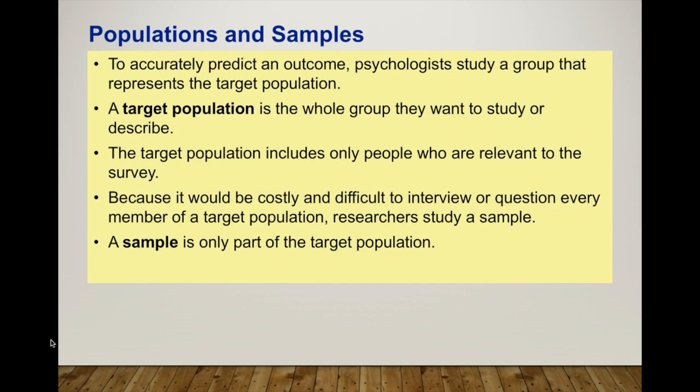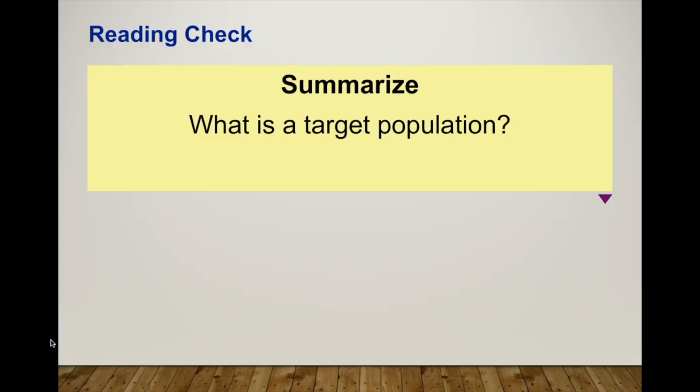To accurately predict an outcome, psychologists study a group that represents the target population. A target population is the whole group they want to study or describe. The target population includes only people who are relevant to the survey. Because it would be costly and difficult to interview or question every member of a target population, researchers study a sample, and a sample is only part of the target population. What is a target population?